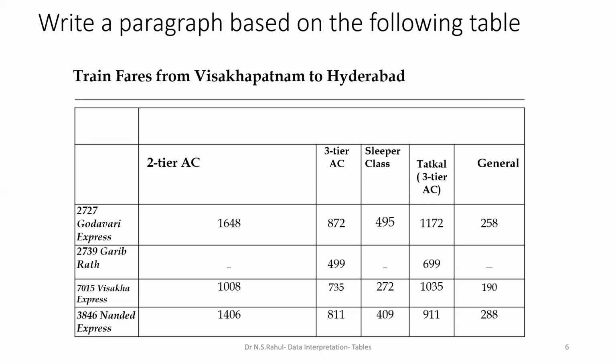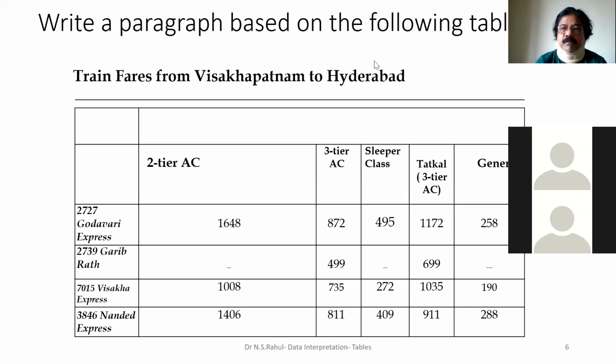For Tatkal, 1035 rupees. For general, 190. And coming to Nanded Express, the cost of two-tier AC is 1406 rupees. Three-tier AC, 811 rupees. Sleeper class, 409. Tatkal, 911. For general, 288.